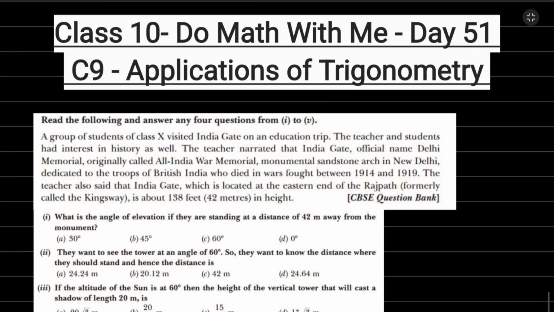So the first question for the day is, all of the theory, right? Case study has got a lot of stories there. A group of students of class 10 visited India Gate on an education trip. The teacher and the students had interest in history. The teacher narrated India Gate's official name, Delhi Memorial. All these stories are not at all needed. The teacher also said the India Gate, which is located at the eastern end of the Rajpath, formerly known as Kingsway. All of these you can ignore.